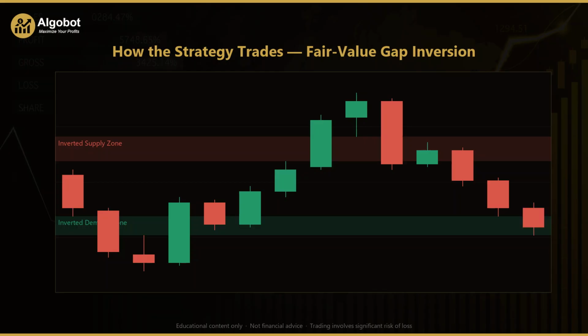Now watch the right side of the chart. Price rallies strongly, and this time the fast move up leaves a bullish fair value gap behind it. But the rally fails. Price closes back below the bottom of that gap, inverting it into an inverted supply zone, shaded red. The strategy waits again for the retest.